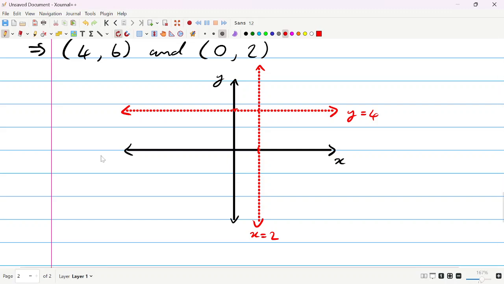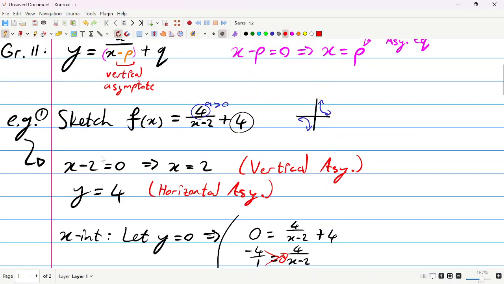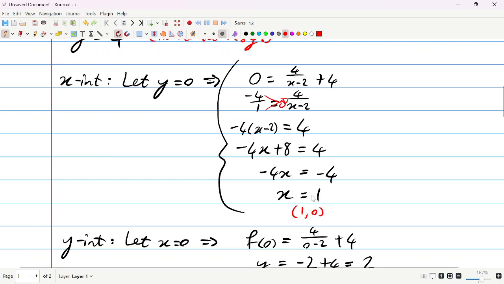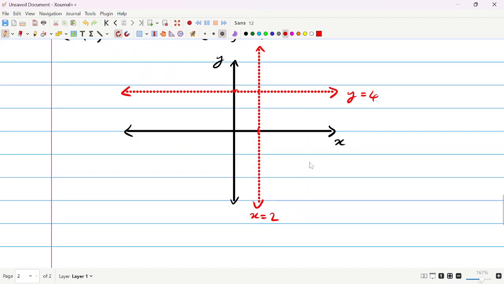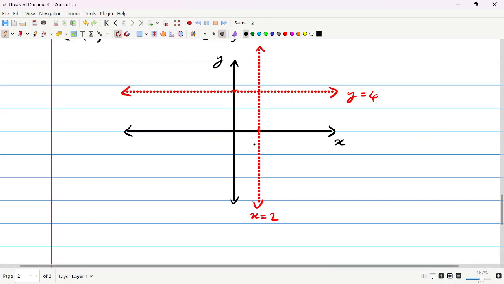Okay, what's next? Our intercepts. We know that our x-intercept is just 1 and 0, and our y-intercept is 0 and 2. So 1 and 0 would go somewhere before here. So it'll be between 0 and 2 here. So let's put it here. And let's draw it in blue. Okay. And then 0 and 2 would be somewhere here.